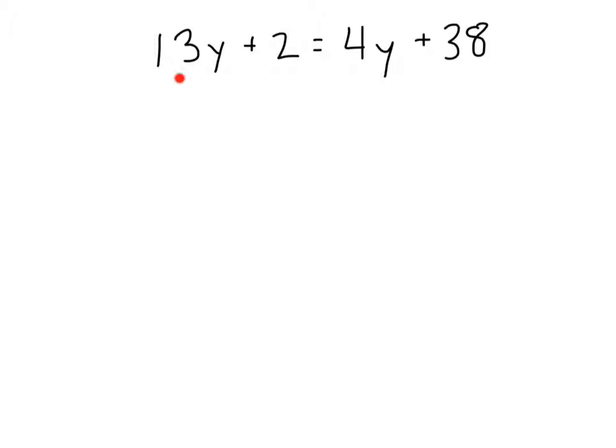So we have our 13y and we have our 4y. So I want to move this 4y over here to the left side. So, since this is a plus 4y, to move it over to the left side of the equation, I'm going to have to subtract 4y from both sides. On the right side, positive 4y and a negative 4y, those cancel out. So all that we have left on the right side of the equation is this 38.